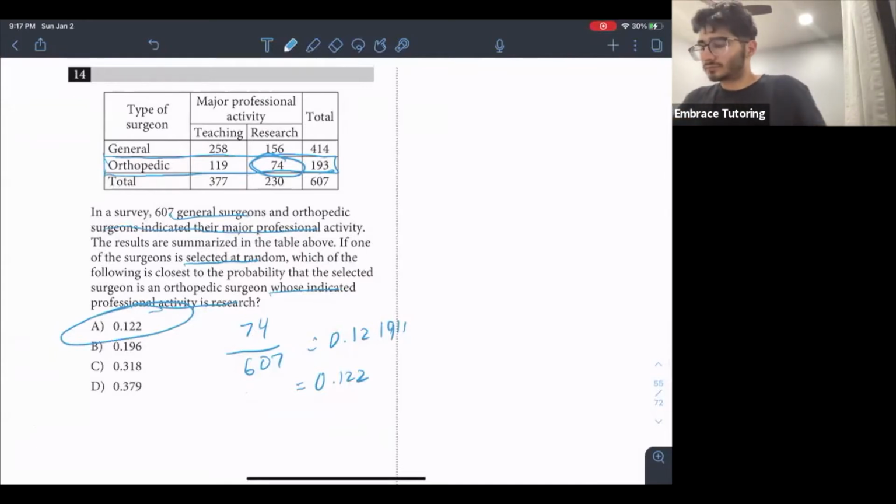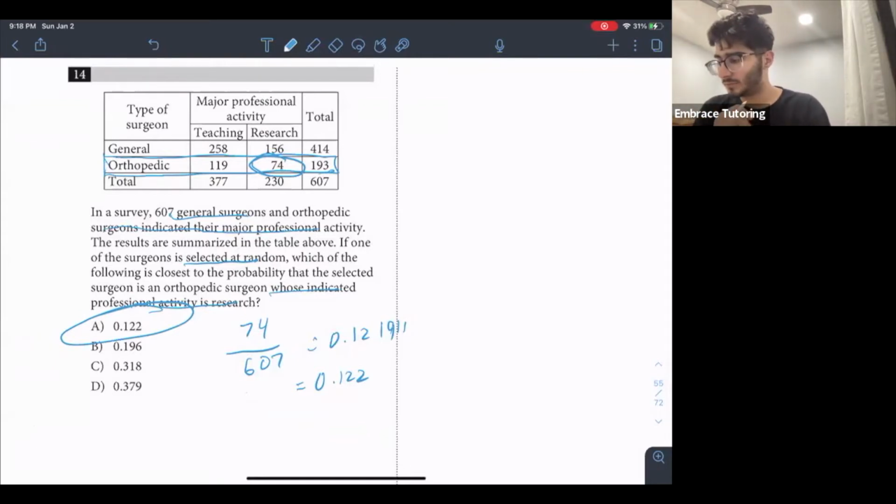So the main takeaway for this problem is to realize what the number is out of, what the population is out of. It's said that if one of the surgeons is selected at random, it doesn't say out of general surgeons or out of orthopedic surgeons. It just says out of the surgeons selected at random. So that means you would take all of the surgeons there are, which would be 607.